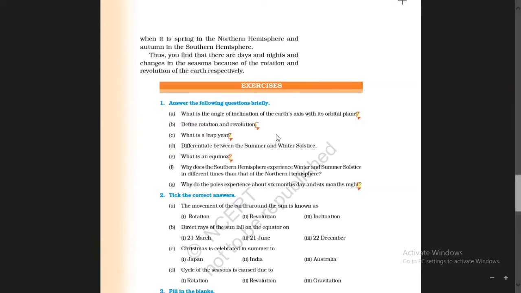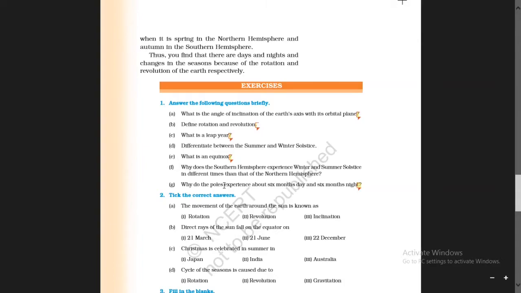Now next, question number F. Why does the southern hemisphere experience winter and summer solstice at different times than that of the northern hemisphere? Boys, this answer also you have to copy from your PDF file. It is a bit long answer which I have given. You have to learn that one. Then the next question.